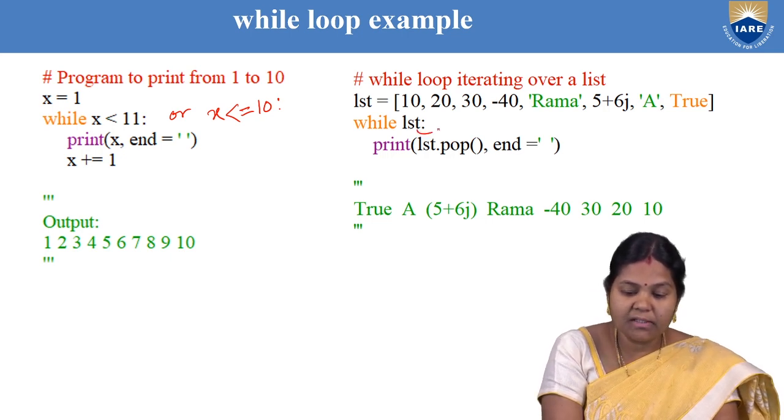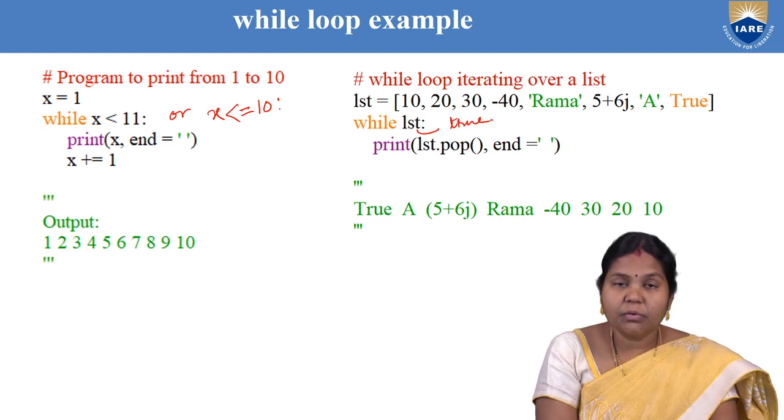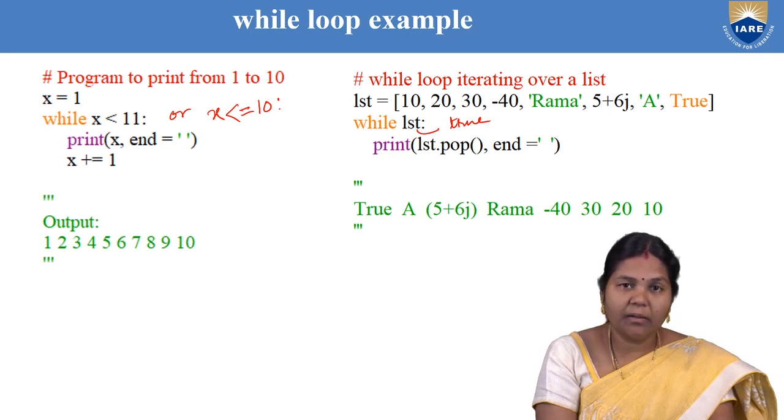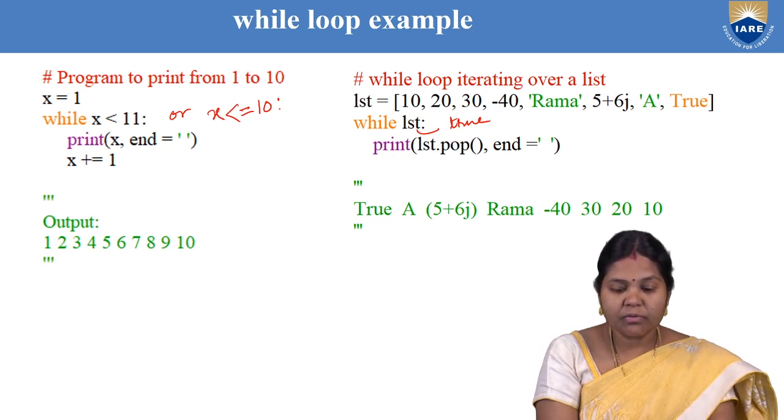So here a list is always true. Now the loop will continue from the first element to the last element, so it iterates over all the elements. When it reaches the end of the list, it stops. So while list, so list is true.